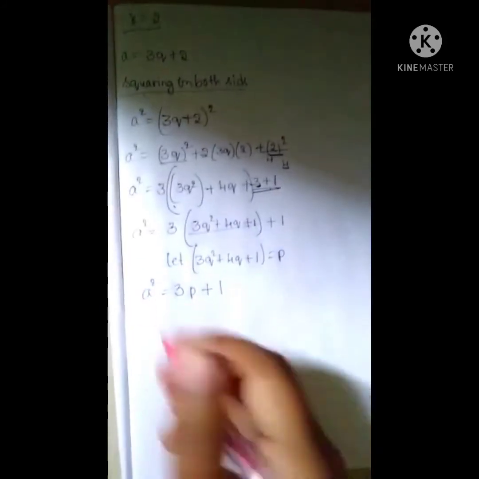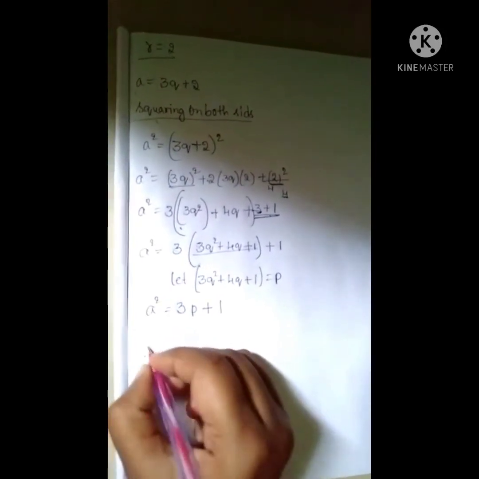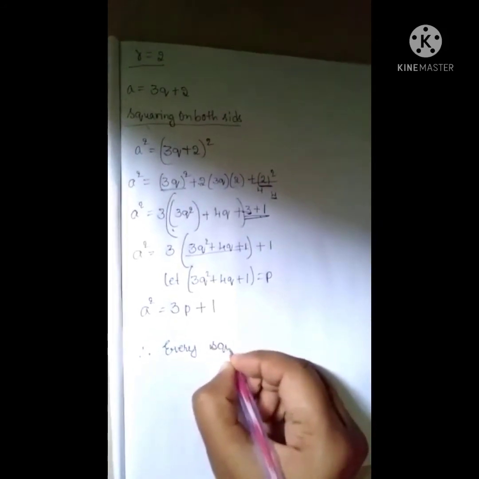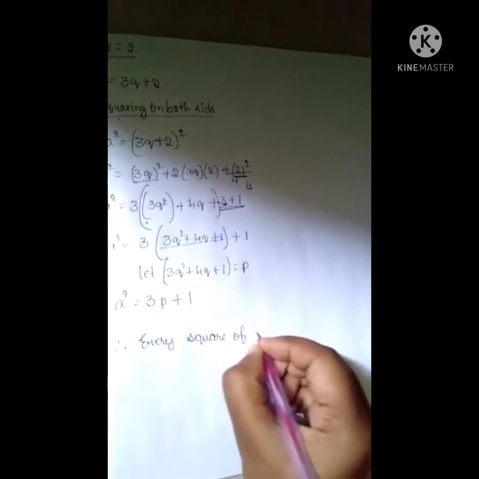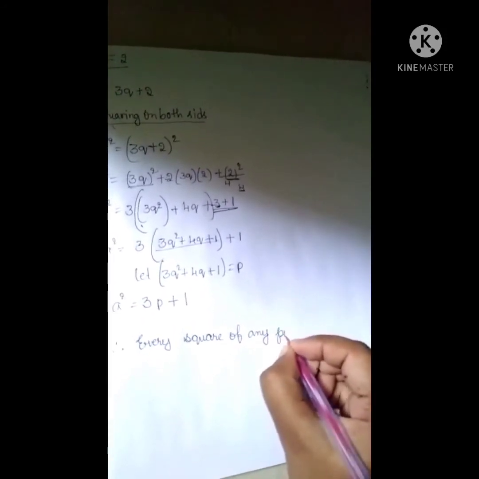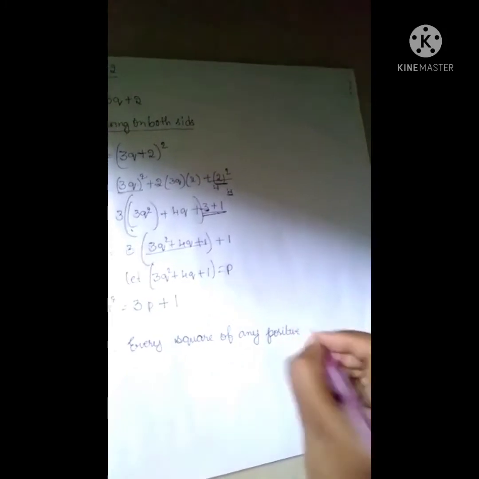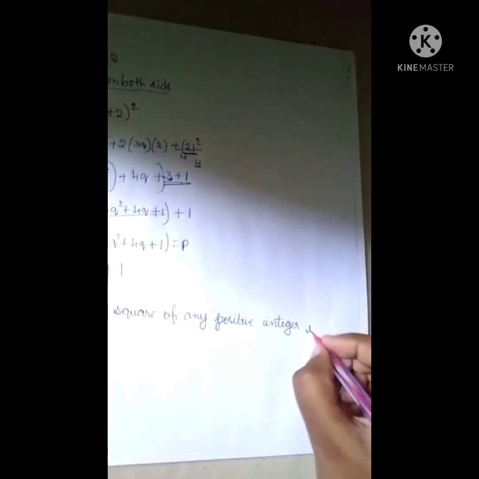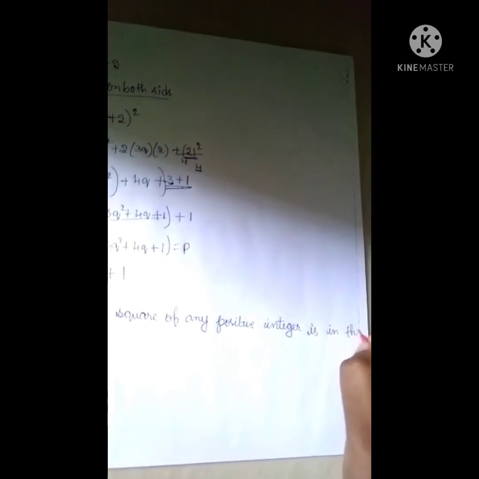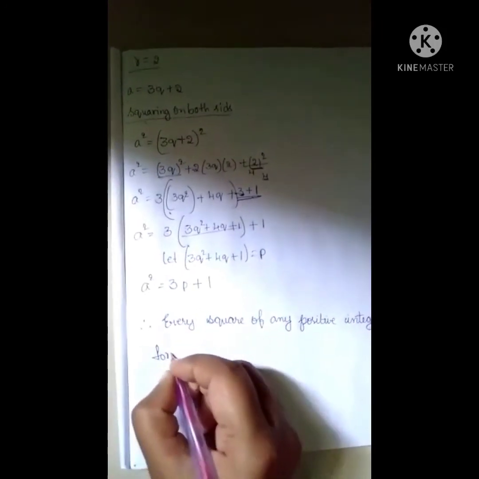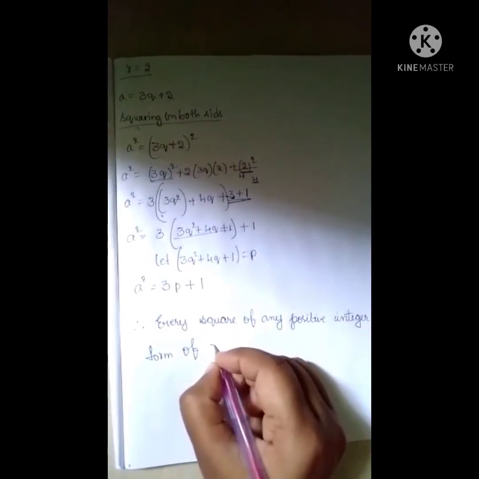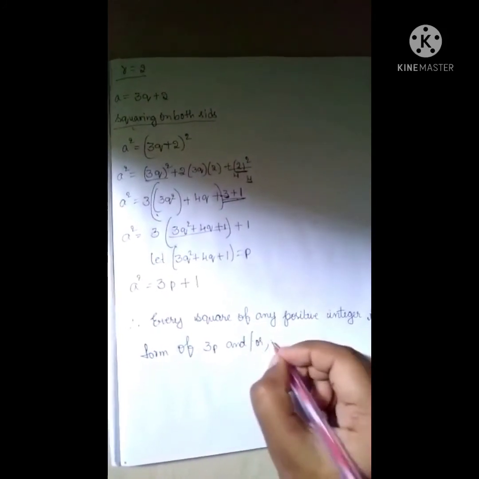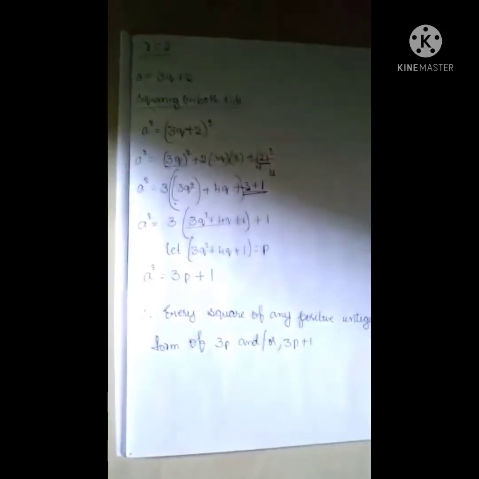So finally what we have done here, therefore every square of any positive integer is in the form of 3p, or we can keep comma, 3p plus 1.